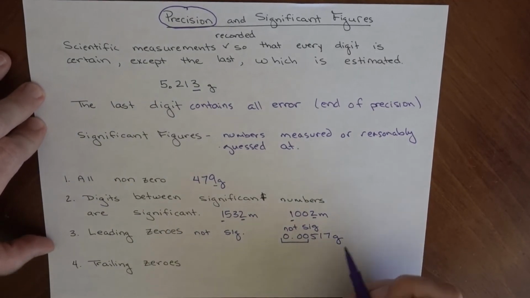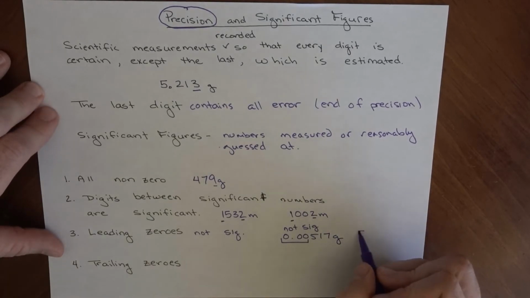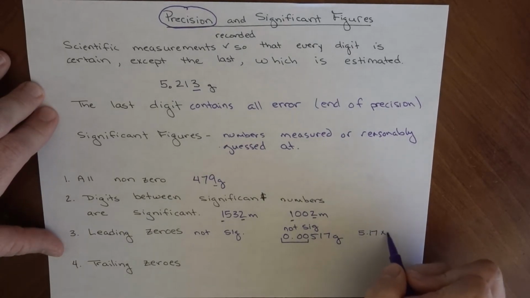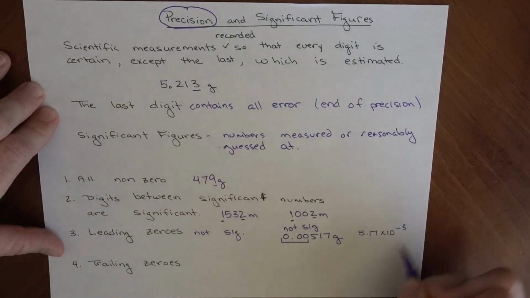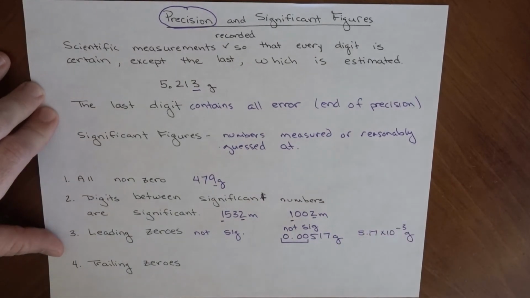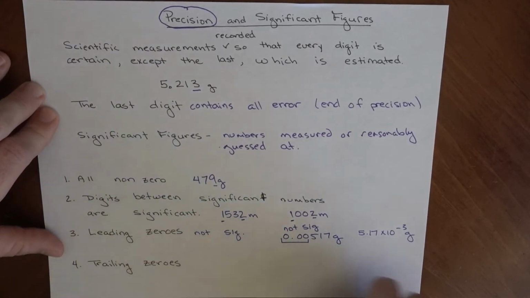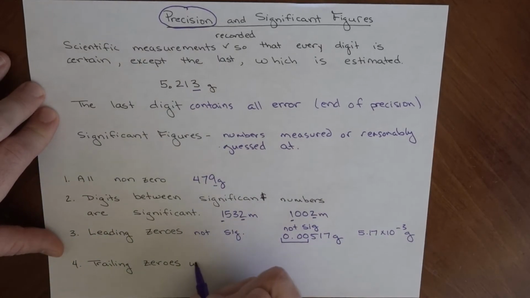Another way that we can test that is we can express that with scientific notation. 5.17 times 10 to the minus 3 grams. Okay, so these are just placeholders. They give us a sense of scale. They are not significant. They have not been measured. Trailing zeros with a decimal are significant.